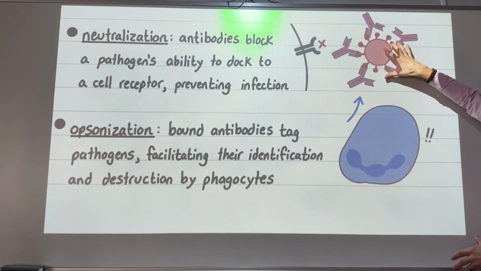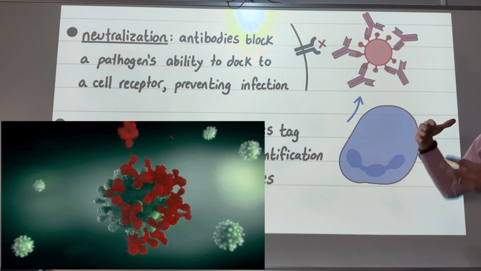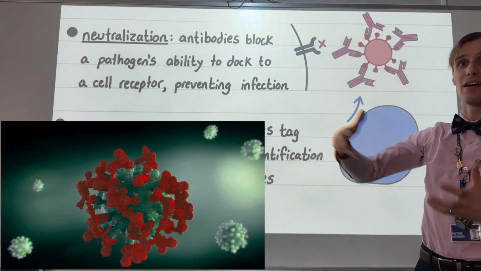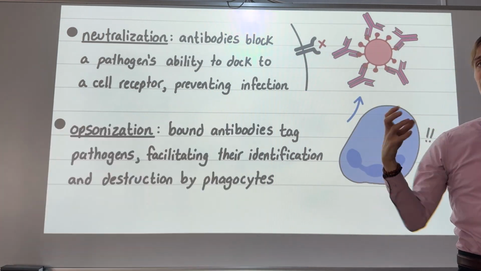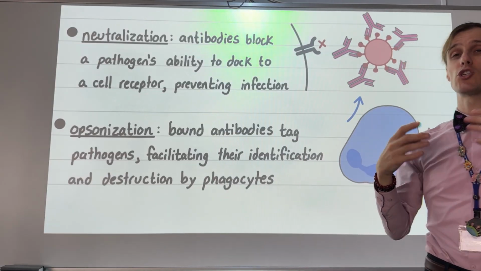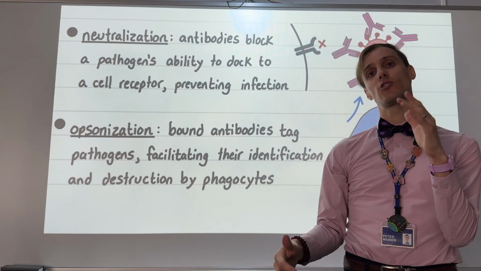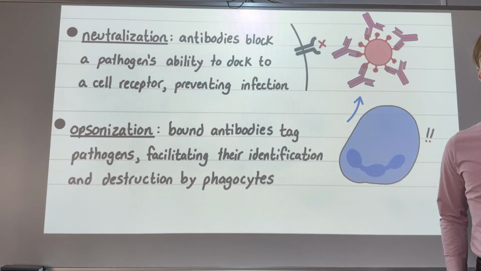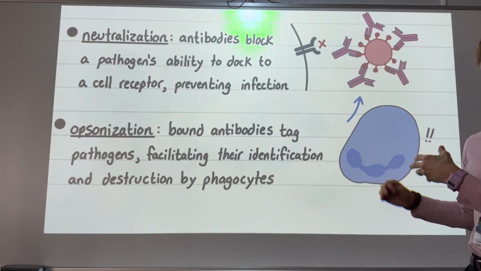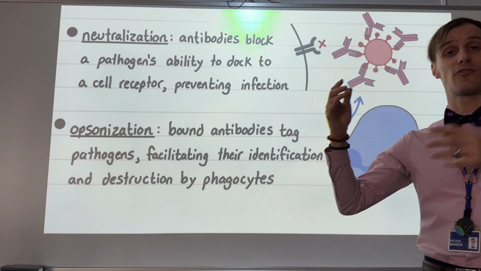But if their antigens are all being occupied by antibodies, they have no way of physically docking anymore. So it prevents them from infecting or potentially destroying your own body cells. So this massively reduces their ability to infect our cells. And thirdly, opsonization is effectively marking cells for destruction.